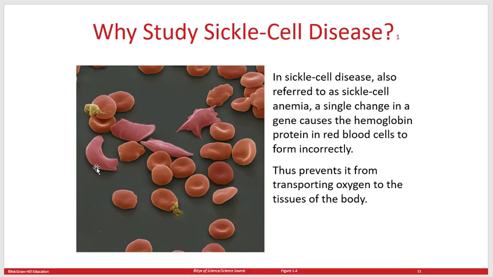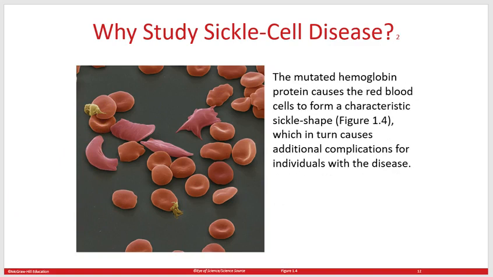Well, in sickle cell disease, also called sickle cell anemia, there's a single change in a gene, one letter, right? And it causes the hemoglobin protein in the red blood cells to form incorrectly, and it causes red blood cells to have these weird shapes, often these kind of sickle-shaped cells here, and it prevents transporting oxygen to the tissues of the body, which is dangerous. Well, the mutated hemoglobin protein causes those sickle cell shapes, and it can cause clots in the vessels for individuals.